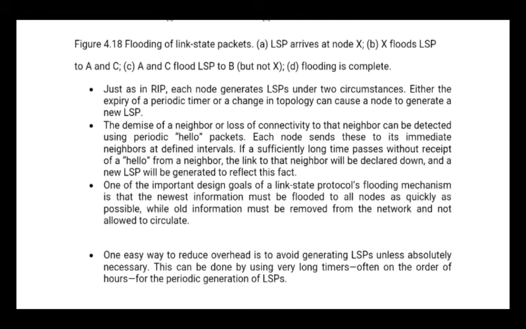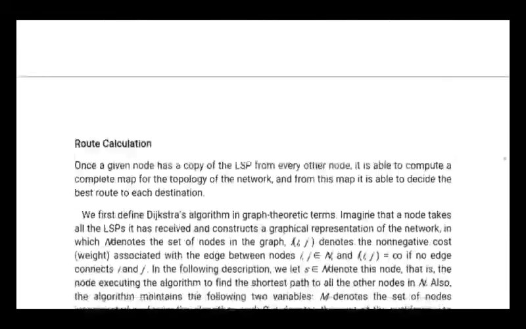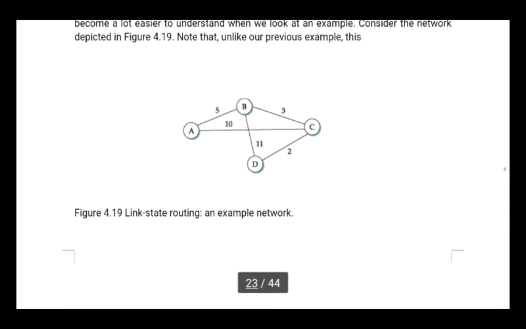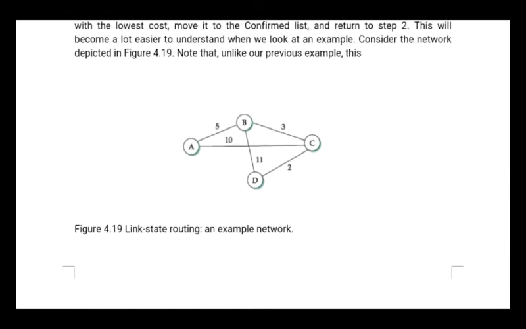Now you are going to see how exactly the cost is identified. Let us take one example of link state routing. Here everyone is receiving the information. D is directly connected to B. D has identified that there is a node called B. So the distance from D to B, the cost, is 11.